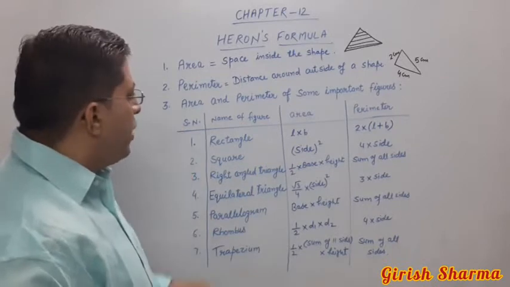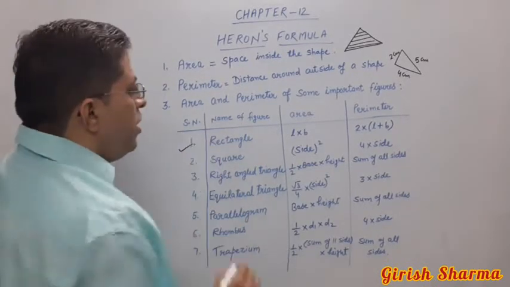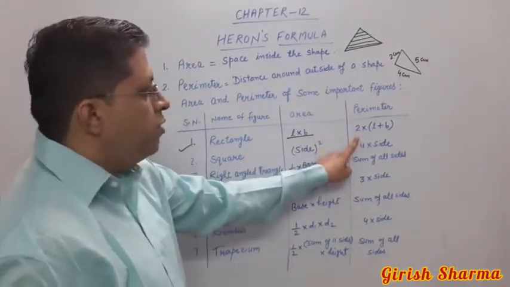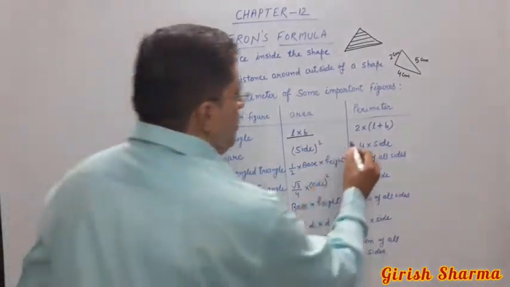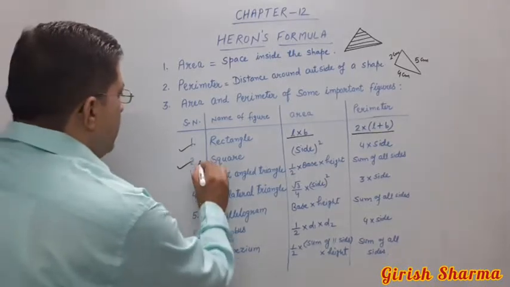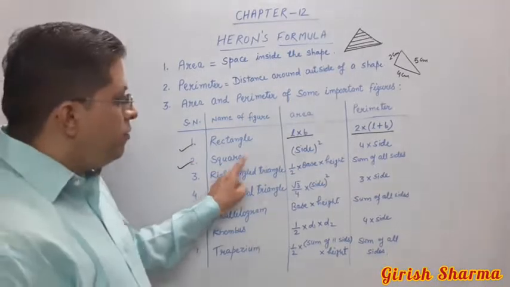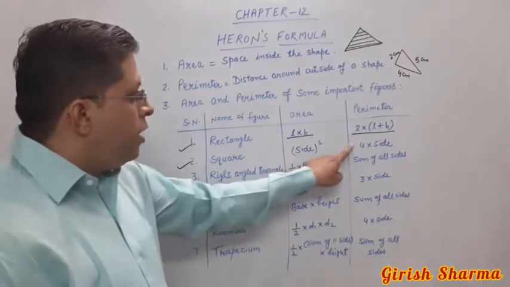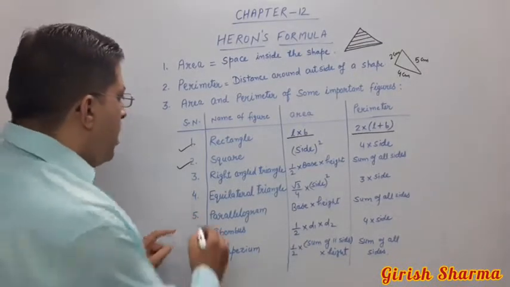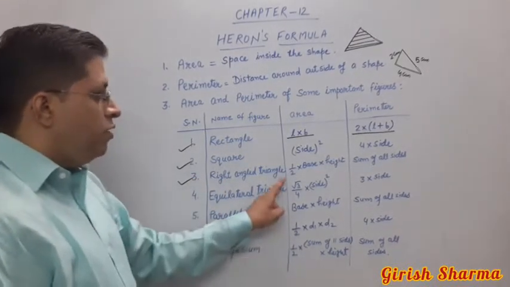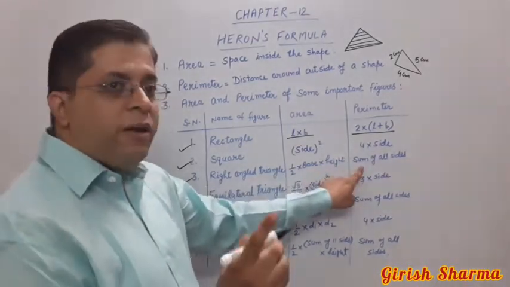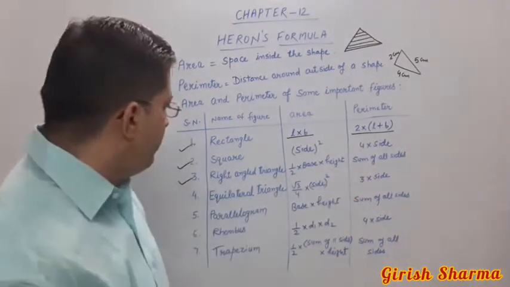First one is rectangle. What is the area of a rectangle? L into B. What is the perimeter of a rectangle? 2 into (L plus B). Then square. What is the area of a square? Side squared. And what is the perimeter? 4 into side. Okay. Right angle triangle. Its area is half base into height, or its perimeter we can say is the sum of all sides.